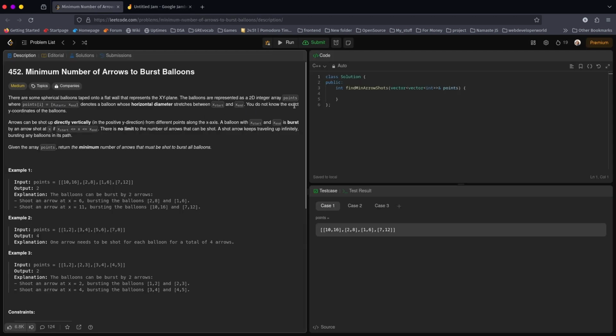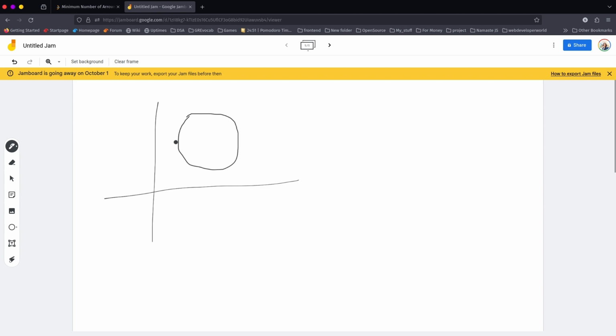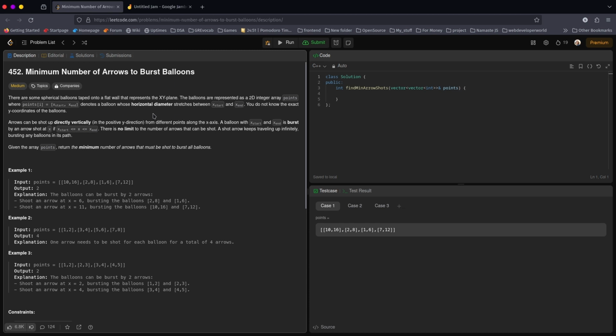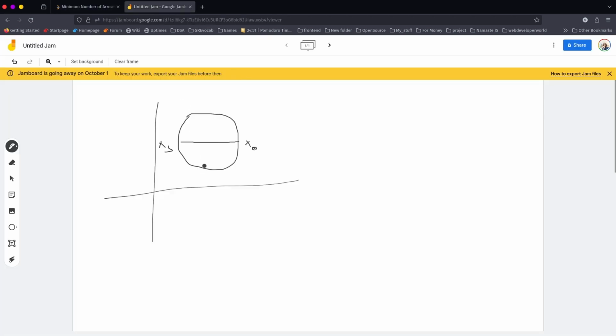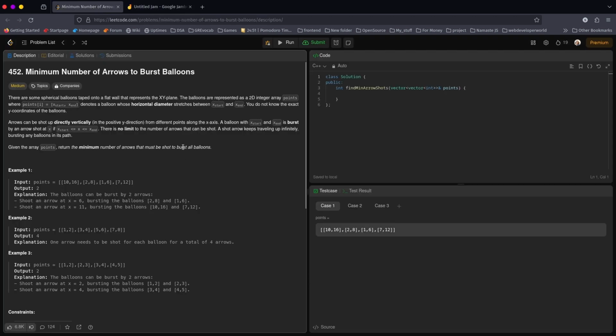The balloons are represented as a 2D integer array points, where each entry denotes a balloon whose horizontal diameter stretches between x start and x end. You do not know the exact y coordinates of the balloon. It can be shot directly vertically in the positive y direction from different points along the x-axis.